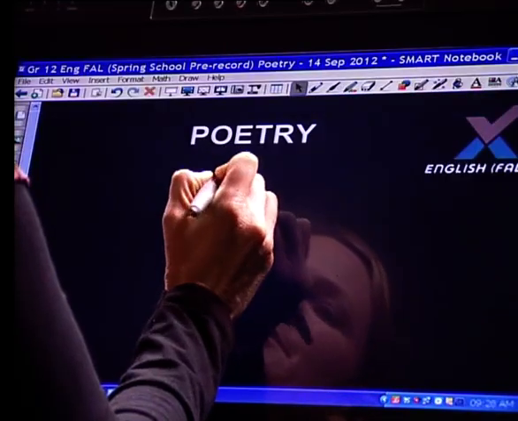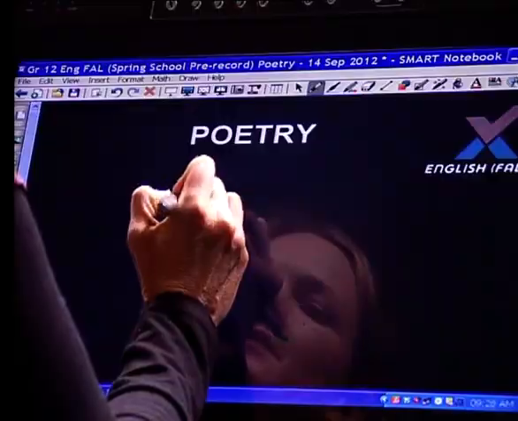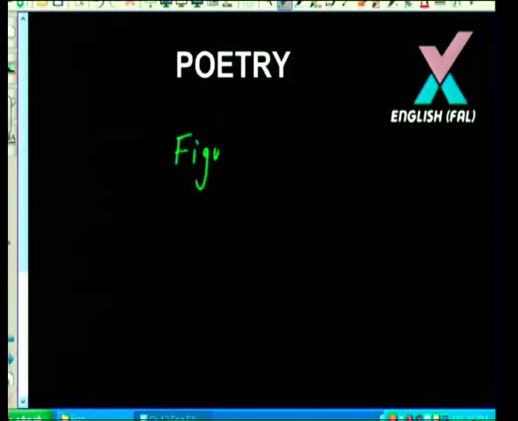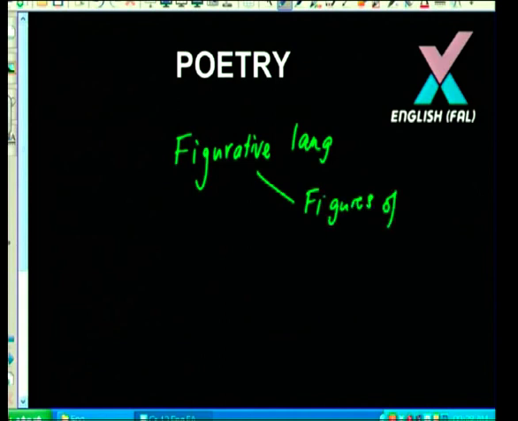Very generally, what we look at when we're analyzing poetry is figurative language. And in figurative language, we can break it up into figures of speech and sound devices. We can have a look at it like this. We have our figurative language, and we have our figures of speech, and then we have our sound devices.